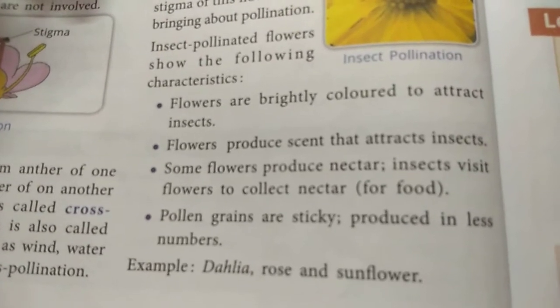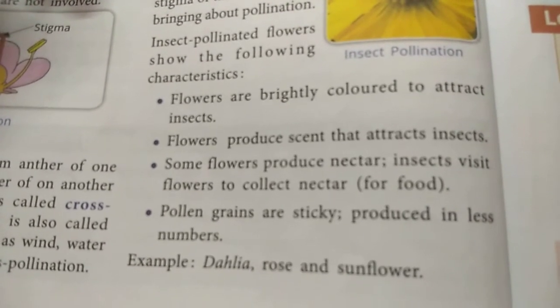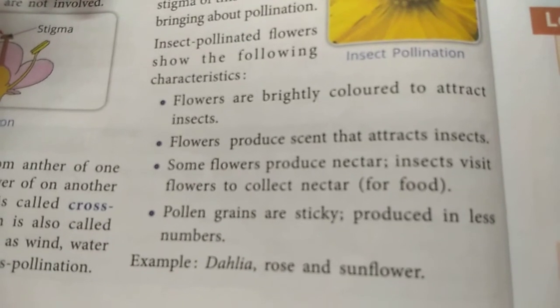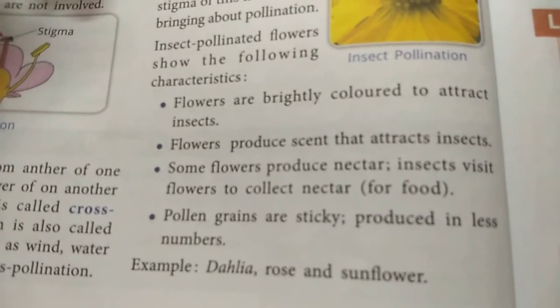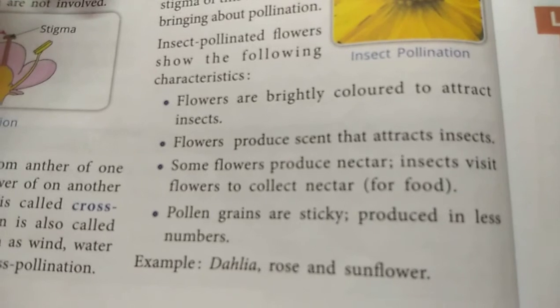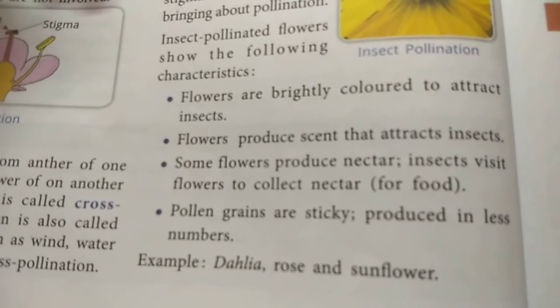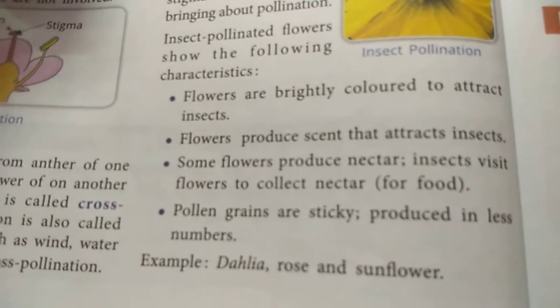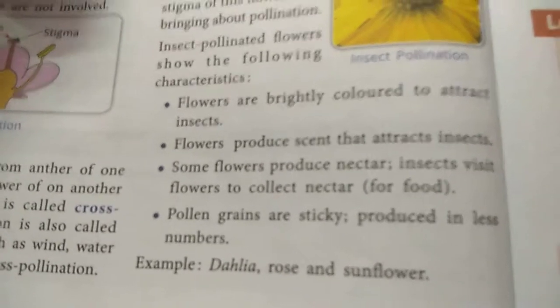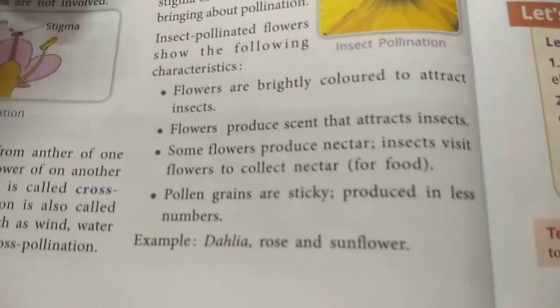Okay, some flowers produce nectar. Insects visit flowers to collect nectar. Some flowers produce nectar so that insects can come to collect that nectar as food, and they will help in the pollination of the flower.